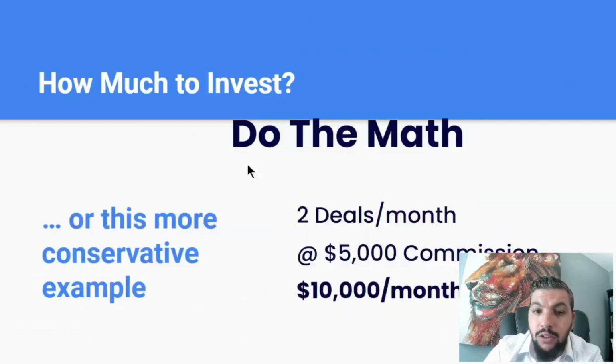Okay, let's take a more conservative example. Let's say you don't do 3 deals a month, you do two, okay, and you don't net $9,000 in commission, you only net five. That's $10,000 a month on those deals.